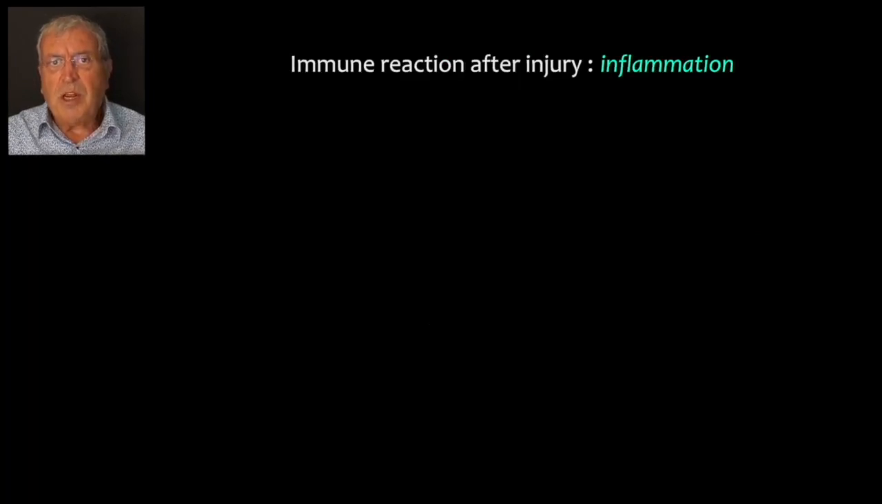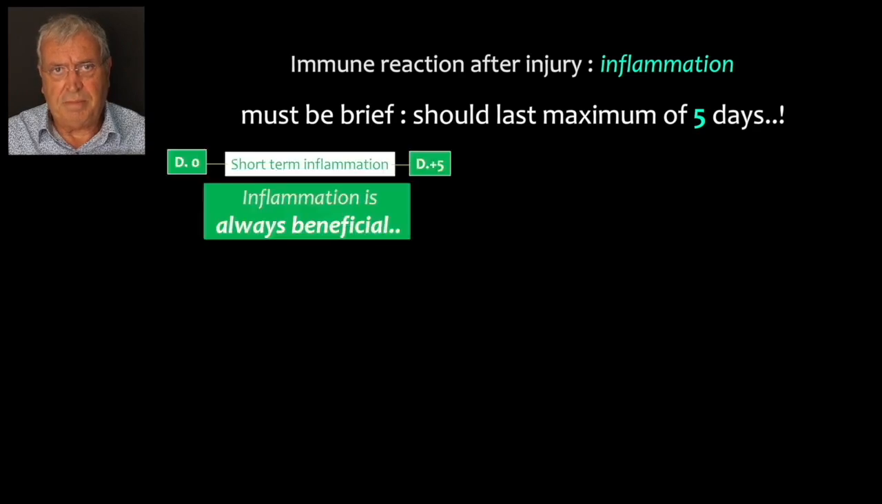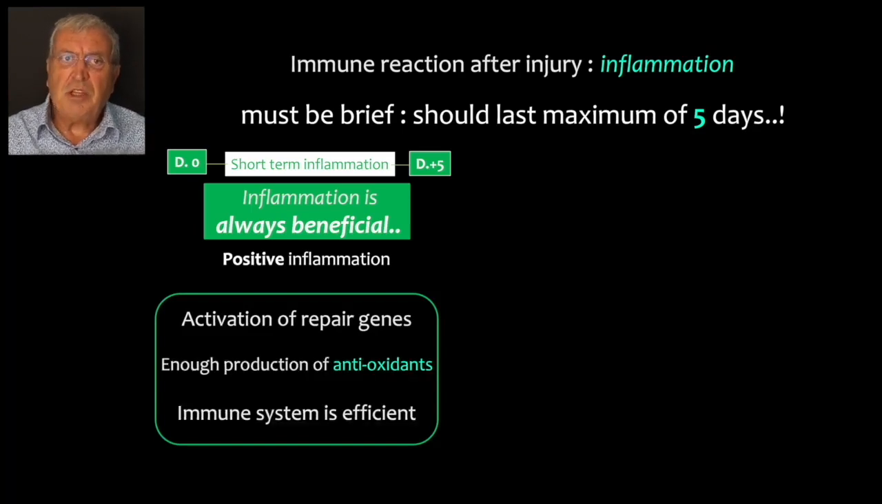We know the immune reaction after the injury. It's the inflammation. But the main information that you will get today is that this inflammation must be brief. It should last a maximum of 5 days. During the first days, the inflammation is always beneficial. We name it the positive inflammation because we have the activation of the repair genes, we have the production of antioxidants, and then the immune system is efficient.